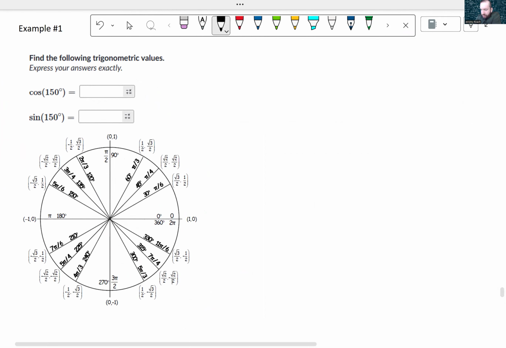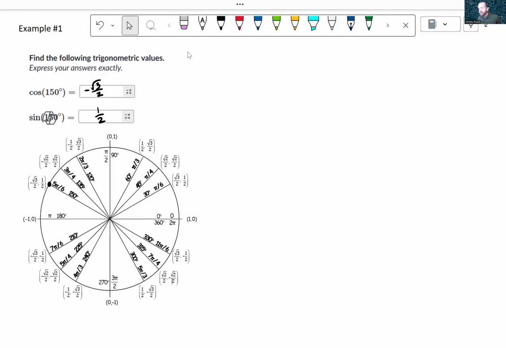Cosine of 150 is negative root 3 over 2. Sine of 150 is 1/2. Now, if you type these in your calculator, you will get the decimal amount, but it doesn't want you to type the decimal amount. It wants you to type the exact answer, which is in radical form as a square root. So you can use the unit circle for this one.